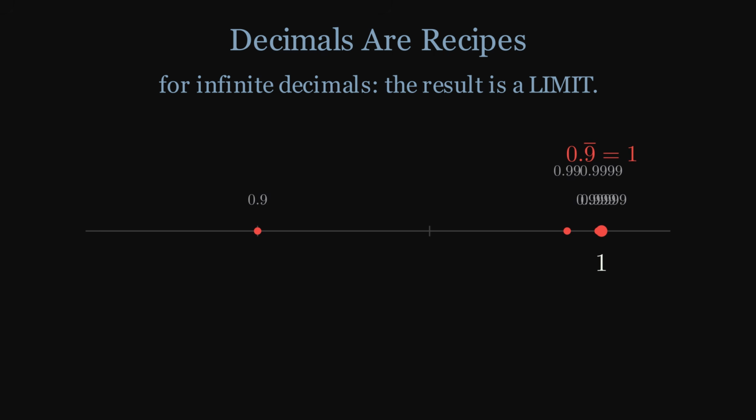If 0.9 repeating means anything in the standard real numbers, it means the limit of 0.9, 0.99, 0.999, and so on, and that limit is 1. So 0.9 repeating, in any precise sense, is 1.